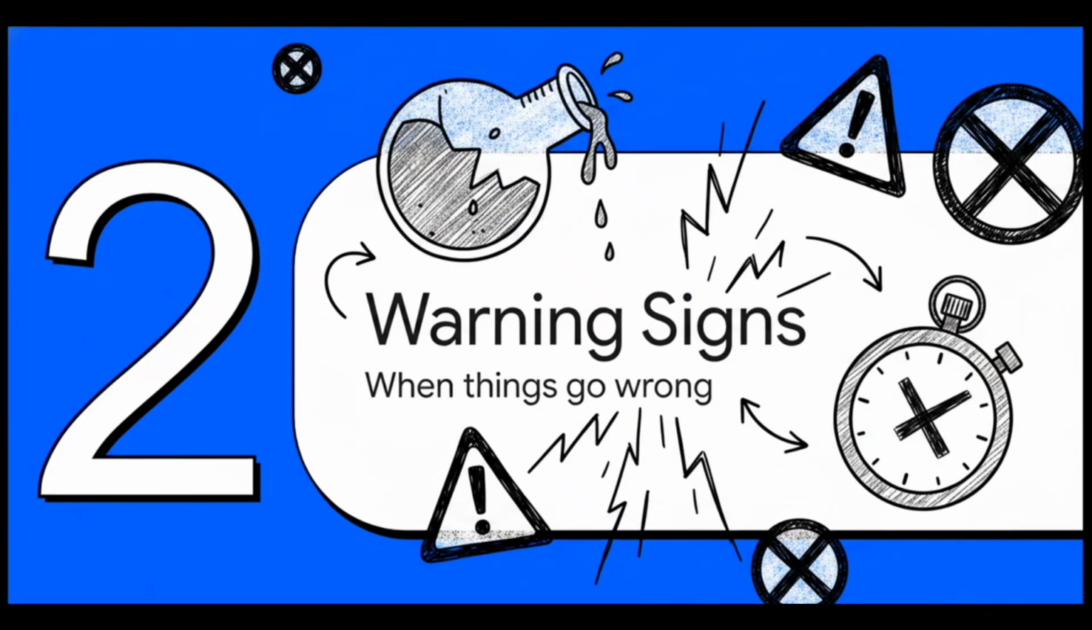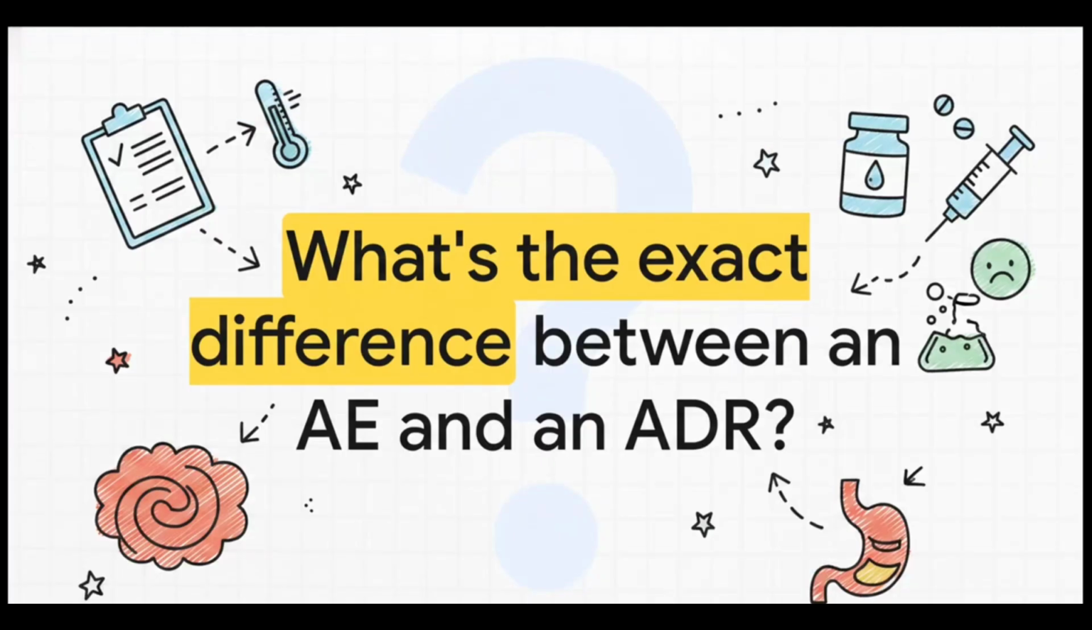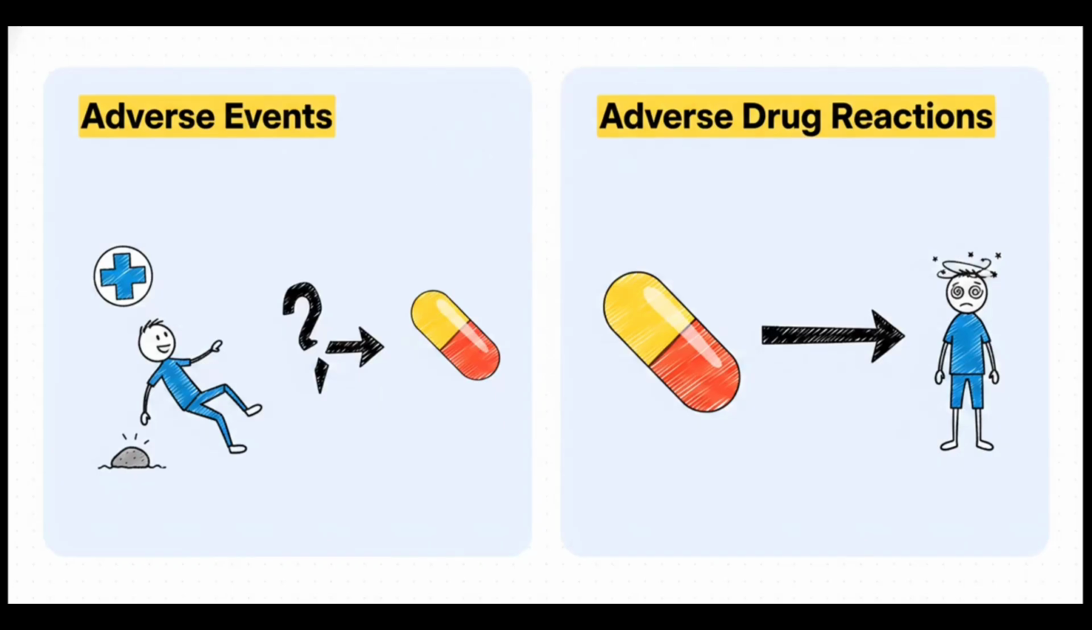Moving right along to Section 2, identifying the warning signs. Now, interviewers absolutely love to test your knowledge on what happens when things go wrong. So here's a classic interview question that is almost guaranteed to come up. What is the exact difference between an adverse event and an adverse drug reaction? They sound super similar, right? But medically and legally, they are entirely different. The absolute differentiator here is the relationship to the treatment itself.